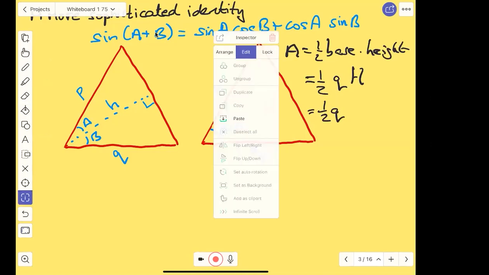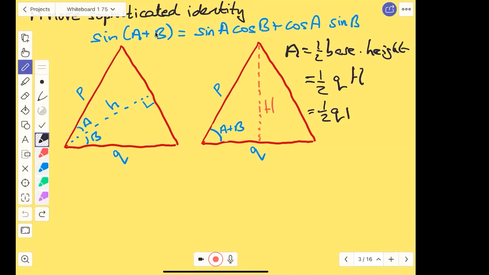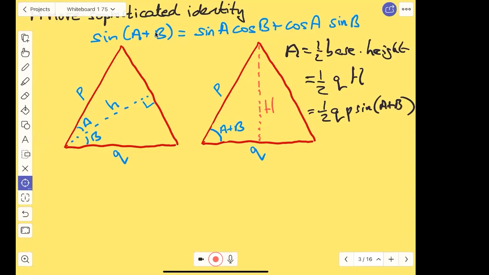So it's H, the opposite, over P, the hypotenuse. So if H over P is sine of A plus B, then P times sine of A plus B is H. So I've got a half Q P sine of A plus B. This is our expression for the area of the whole triangle, and it involves the sine of A plus B that we want, and it's also very symmetric, which I like a lot.